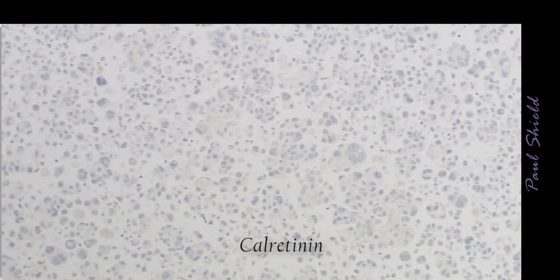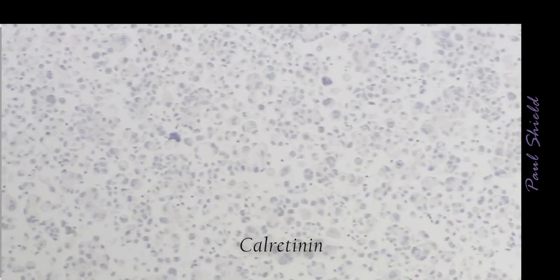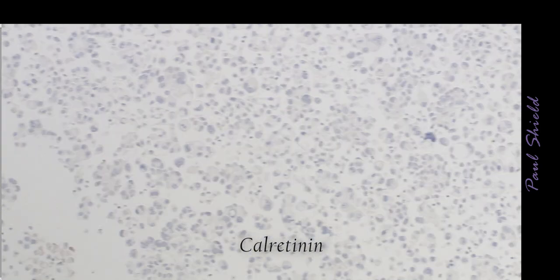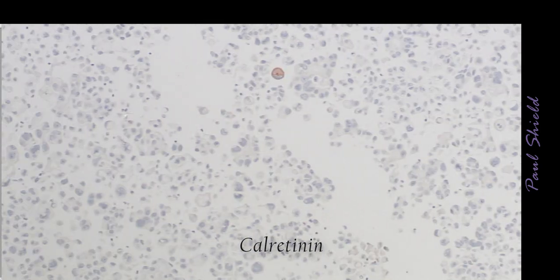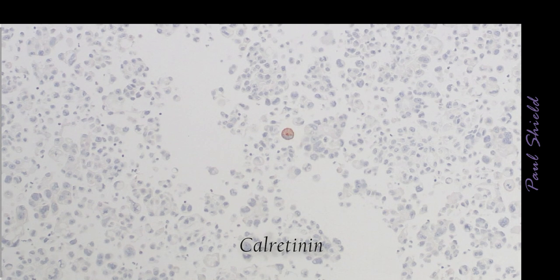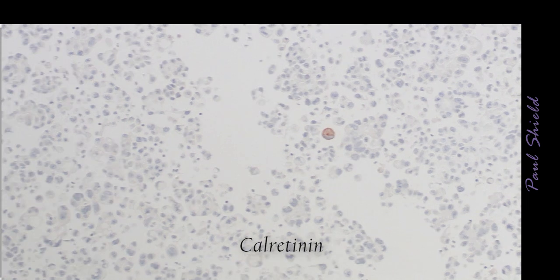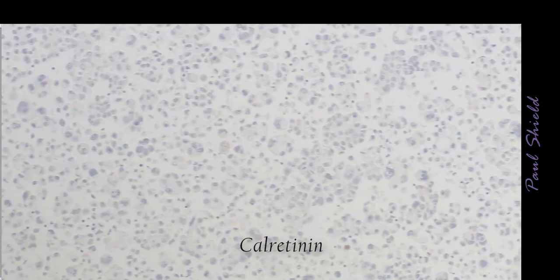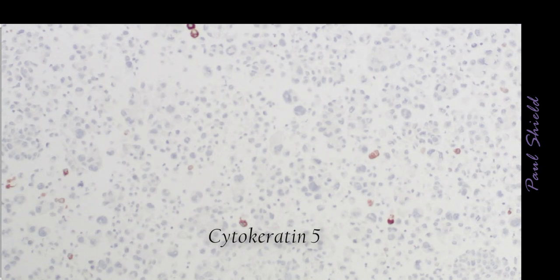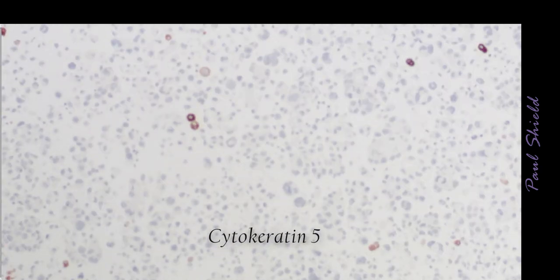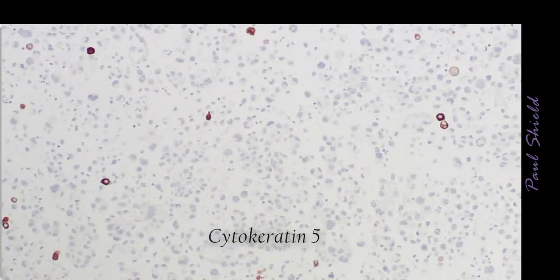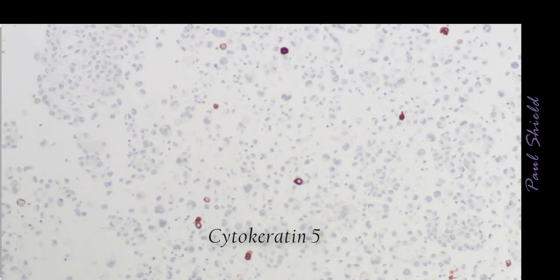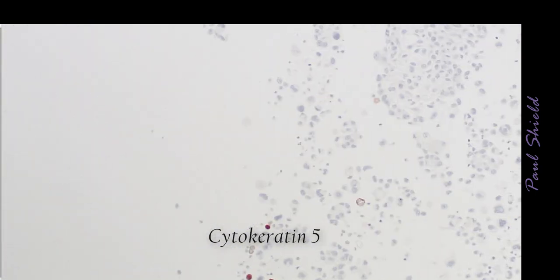This is calretinin, and they're pretty much negative. Just one cell there that is a mesothelial cell in the background, but pretty much all the tumor cells are negative. Same with the cytokeratin 5, so we can see just the odd mesothelial cell with cytoplasmic staining with CK5.